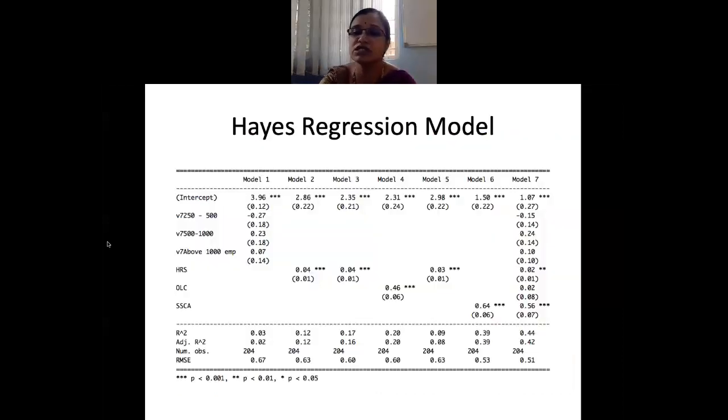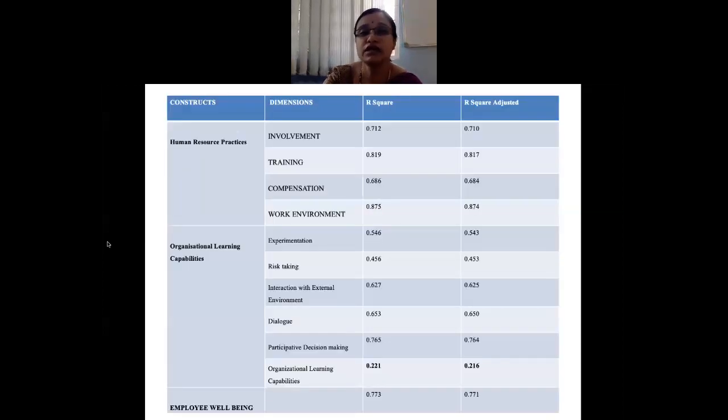Again, this is called a Hayes regression model, which again shows you the direct and the indirect effect. For each and every path, you have separate models. That's why you have model 1, model 2, model 3. And you can also use this for control variables. This is one advantage of using Hayes regression model. And then yesterday, as I explained, R square and adjusted R square, this is how you will get the statistics. So this is how you will be interpreting.